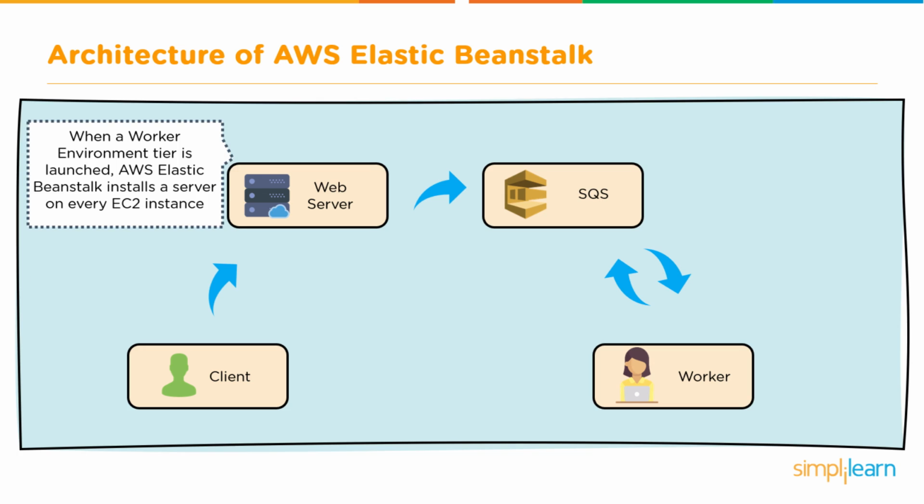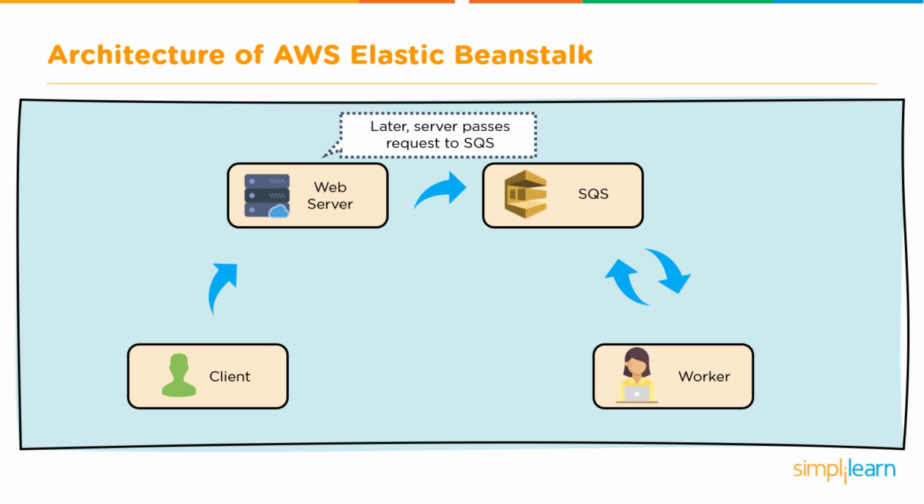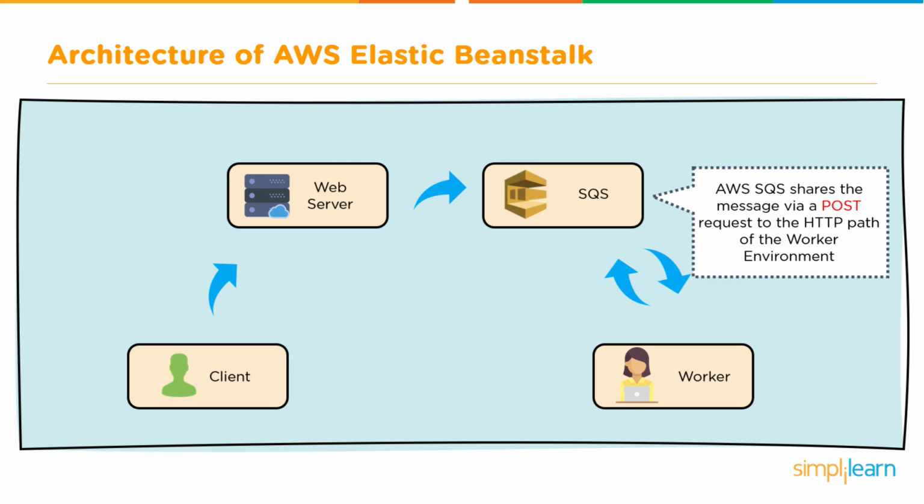So let's understand the architecture of AWS Elastic Beanstalk with the worker environment. When a worker environment is launched, AWS Elastic Beanstalk installs a server on every EC2 instance. That is the case in a web server environment also. And later the server passes the request to the Simple Queue Service. Now this service is an asynchronous service. Instead of the Simple Queue Service, you can have other services also. It is not necessary that you need to have SQS. This is an example that we are discussing. And the SQS shares those messages via a POST request to the HTTP path over the worker environment.